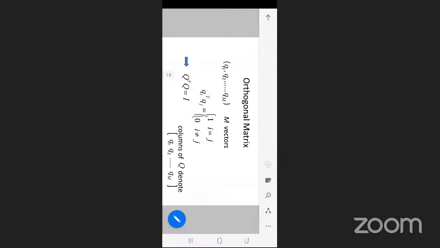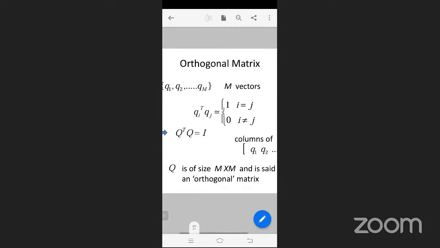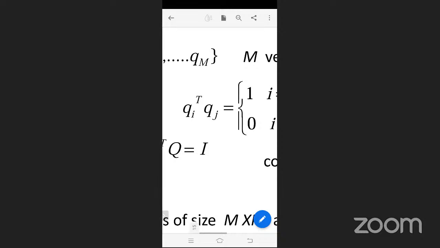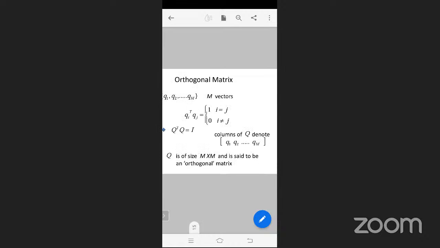If you take any two basis functions or basis vectors of the DFT, they are orthogonal to each other. Meaning, if you take two distinct basis vectors, their inner product will be 0, whereas if you take the inner product of a basis vector with itself, it will be 1. That's why I'm writing here Qi transpose Qj is equal to 1 if i is equal to j, and 0 otherwise, when i is not equal to j.